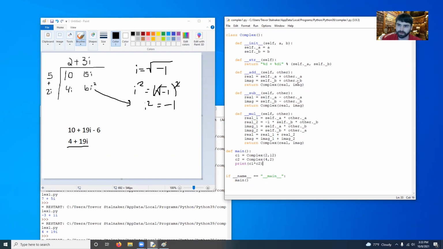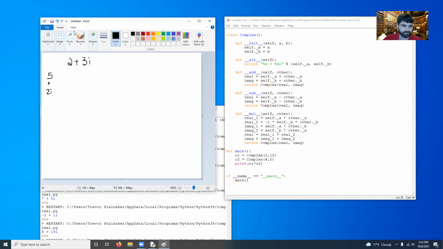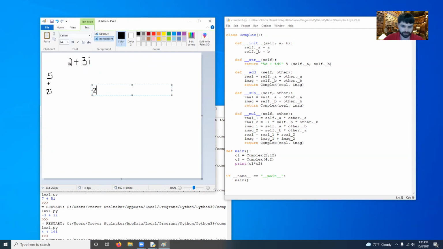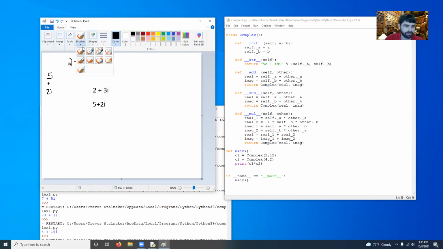We've got one more of these operators to do. And this is going to be a little bit tricky. It's going to be a little bit more involved. So let's say you're dividing them. First, let me clear our little workspace. So we're going to have something of the form 2 plus 3i, that's going to be divided by 5 plus 2i. Get my pen, just like that.